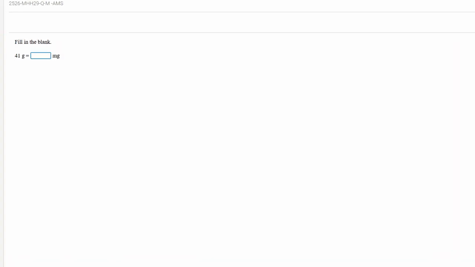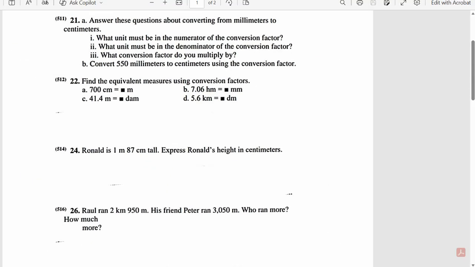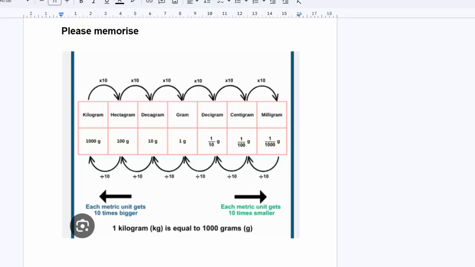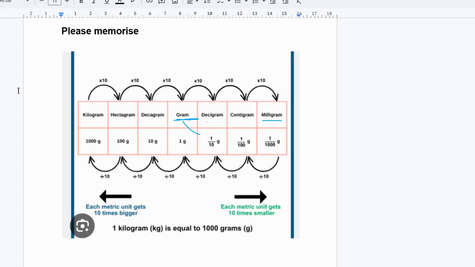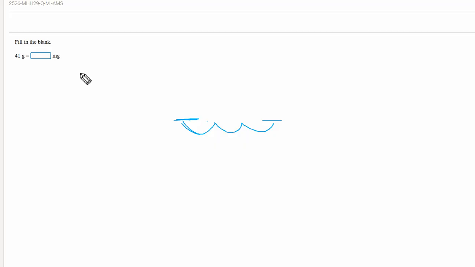41 grams to milligrams. Okay, 41 grams to milligrams. Let's go back to the PDF, sorry. So grams to milligrams. Let me just reconfirm that. Yeah, grams to milligrams. So how many jumps are we going to do? 1, 2, 3. Again, 3 jumps. Where is it going? From a larger unit to a smaller unit. If you said multiplication, excellent, good job. So how many times? 3 times. So times 1000.